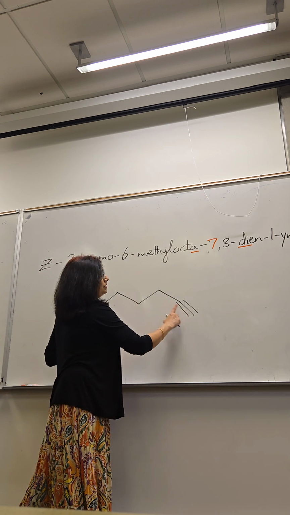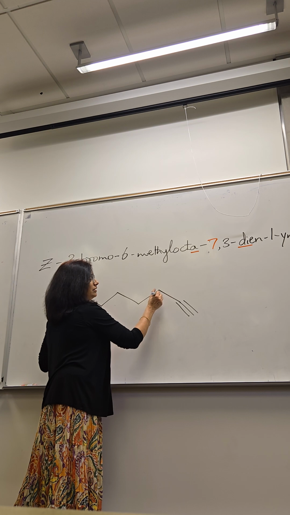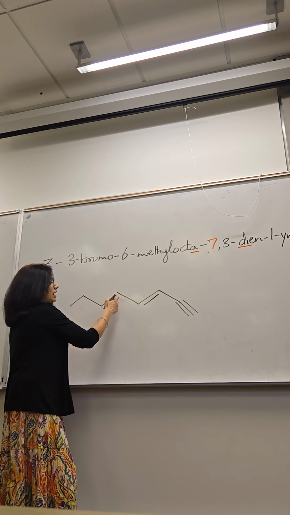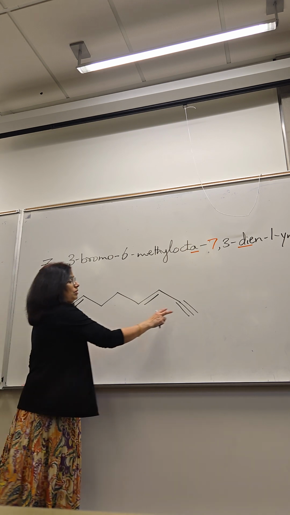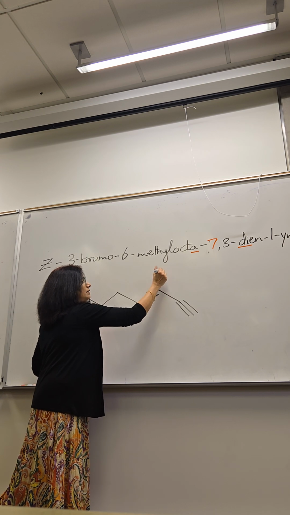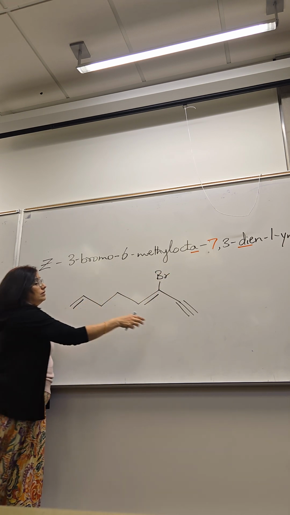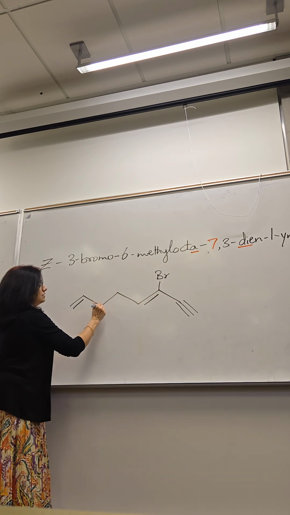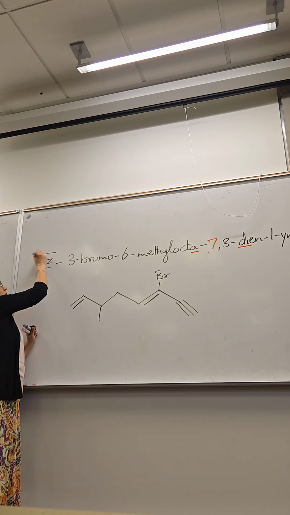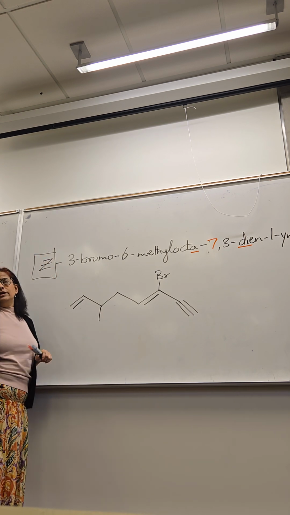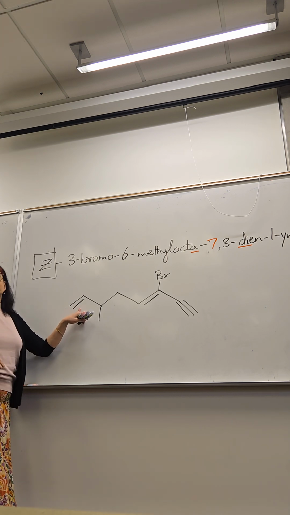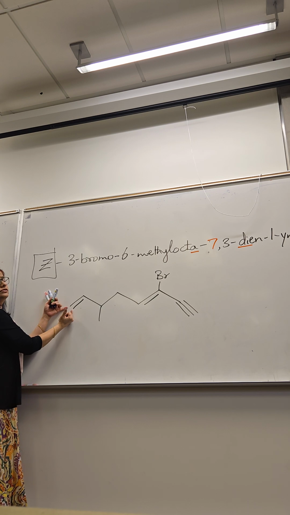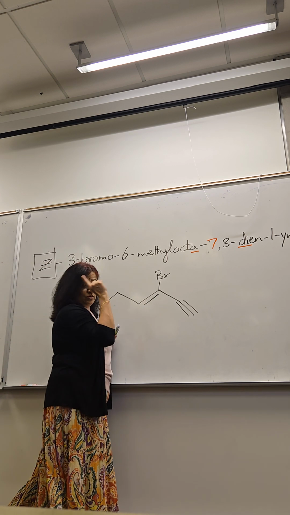At both ends. So 1, 2, 3. So there's an ene here. And 4, 5, 6, 7. Right? And where is the 3-bromo? 1, 2, 3, right? And 6-methyl. 1, 2, 3, 4, 5, 6. Agreed? What about the Z? Which double bond can be E or Z? Can this double bond be E or Z? No, it has 2 hydrogens. It can't be.